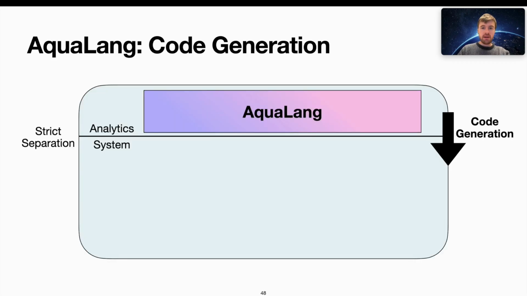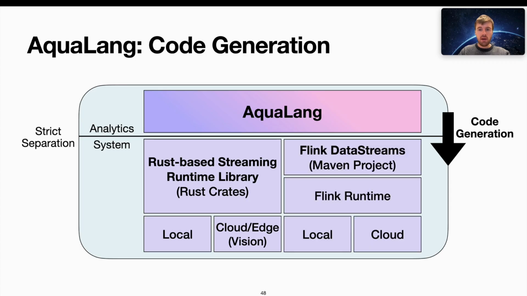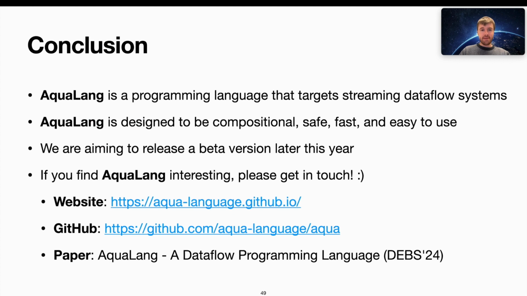AquaLang comes with a compiler that is able to generate code for different data flow libraries and host languages. And in this way, we achieve a strict separation between the programs that users write and the decisions related to how these programs should be executed. Currently, our main target is a Rust-based streaming runtime library, and we have initial support for running programs on Apache Flink. To conclude, AquaLang is a programming language that targets streaming data flow systems. It is designed to be compositional, safe, fast, and easy to use.